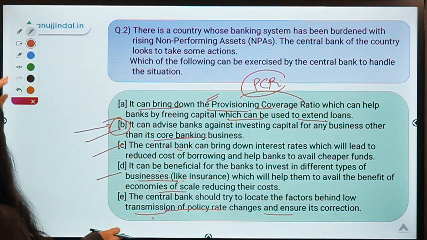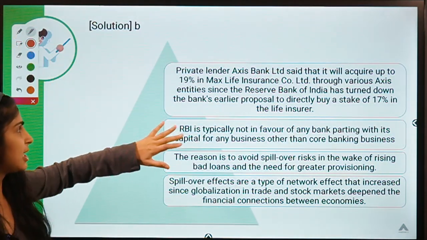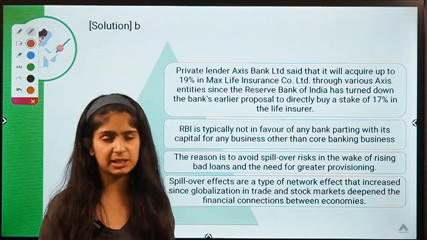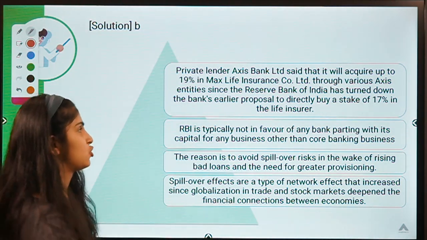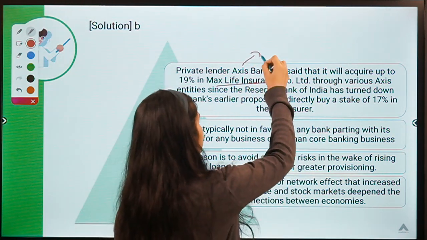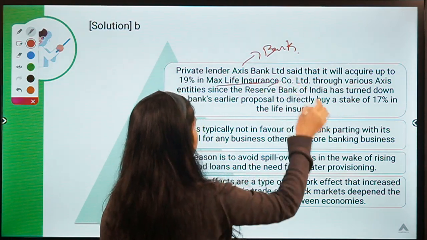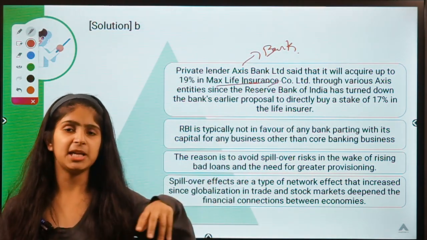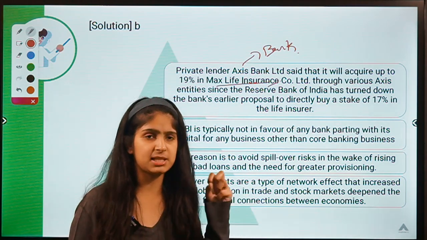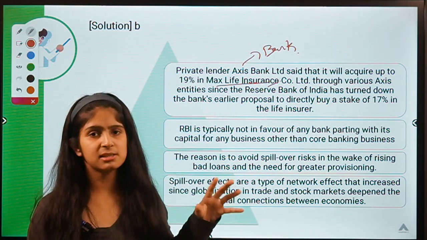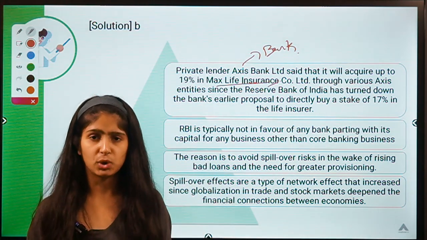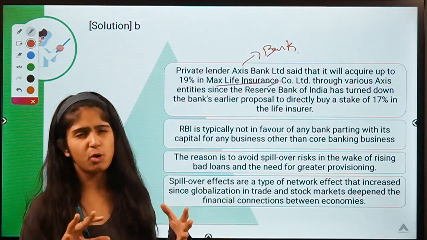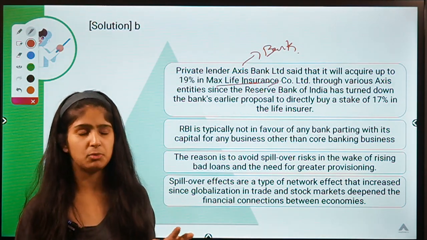So moving ahead, this is in relation to a case which has been in the news recently, where Axis Bank combined with two other entities is going to take over Max Life Insurance Company. So a bank is going to combine with an insurance company. Axis is not doing it alone, and Axis earlier asked RBI if it could buy some stake in Max Life Insurance, but RBI declined. That is why Axis is now getting a lesser stake and is getting the help of two other entities, because RBI for some time has been cautious and does not want banks to get into other businesses like insurance and investment banking.